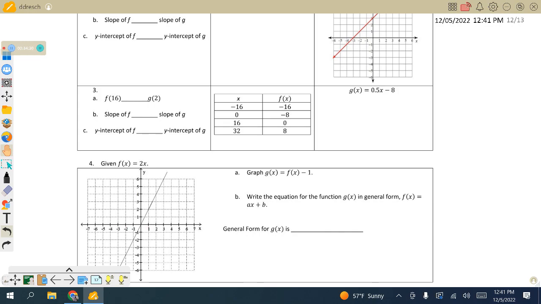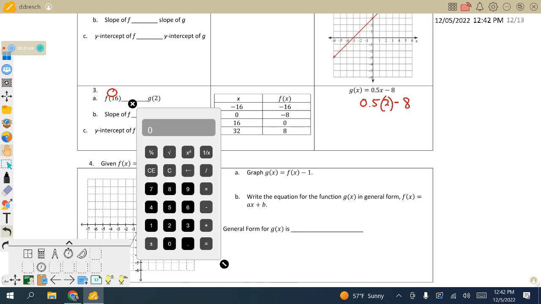Okay, f of 16. F of 16, look at the table because that's the f of x table. When x is 16, what is my value? 16 comma what? Comma, yeah. When x is 16, what's my y value? It is 0. I want to compare that to g of 2. So I go over to the equation. I plug in 2 for x. We've done that before. And this is where you're going to take your calculator and punch that in. It's pretty straightforward.